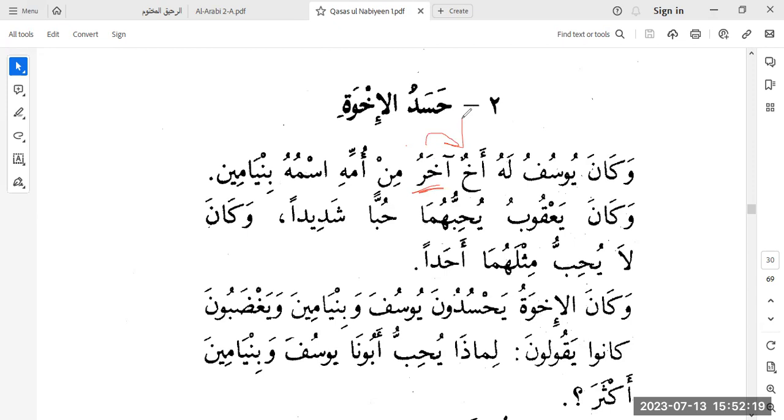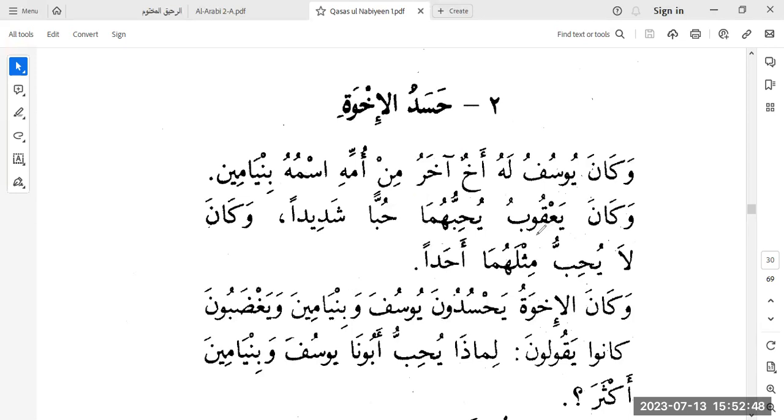So wakana Yusufu. You say that Yusuf alayhi salam had another brother min ummihi, from his mother, whose name was Binyamin. We studied so far that he had 10 brothers apart from Binyamin, so that's 10 plus 2. Wakana Yaqubu. Yaqub, the father, Sayyidina Yaqub alayhi salam.